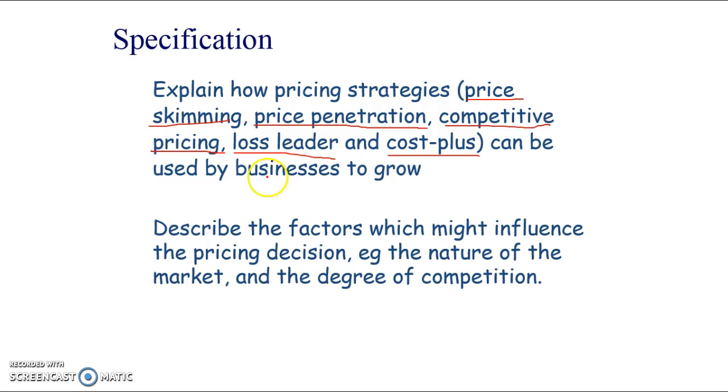So it needs to roll off the tongue as quickly with you as it did just then with me, and then you need to think about what factors influence which one of these you're going to choose. So the nature of the market, if there's lots of competition, you're going to be using more competitive pricing methods or price penetration. If it's a new product and it's very much in demand, it might be price skimming. You might be using a cost plus strategy if there's not much competition in the market. If you are a business with a really large product portfolio and you've got a product that's going to entice customers in so that they buy the other products in your range, you might want to use a loss leader strategy.